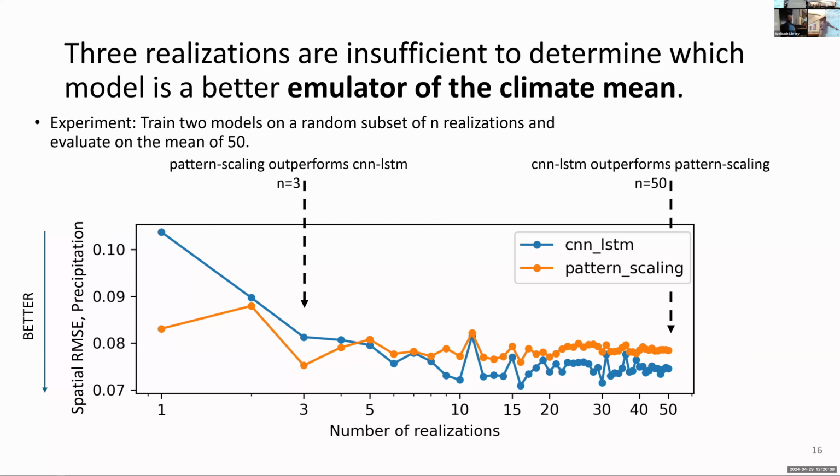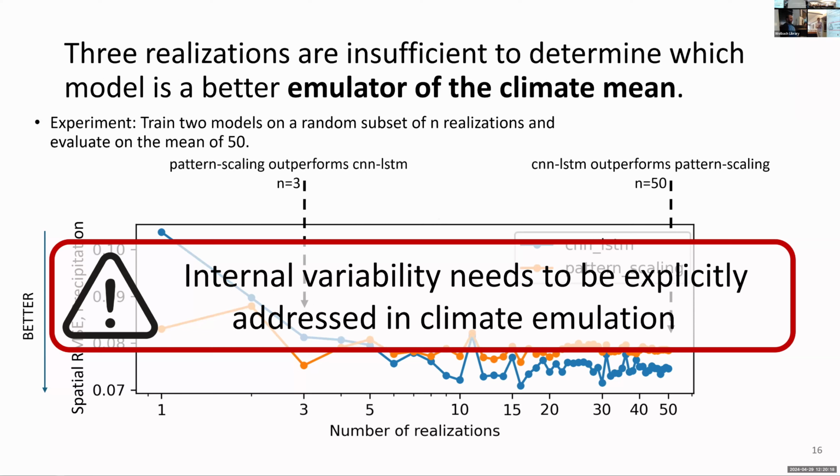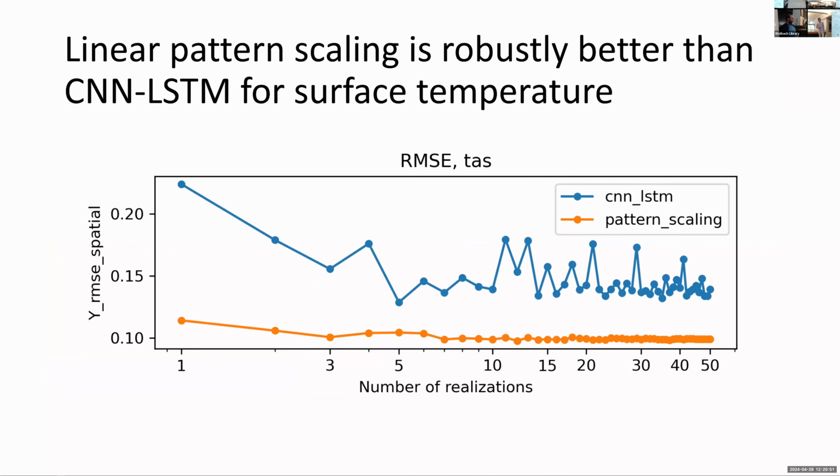So here we had the result for the ClimateBench, sort of, and then on N50, we can see that the signs flip. So we wonder why. Definitely this internal variability needed to be explicitly addressed in climate emulation, because the reason is that the CNN LSTM has so many parameters that it saw these fluctuations in the training set, it would overfit on the fluctuations in the training set, then continue to predict fluctuations in the validation, which were further off than a linear pattern scaling model that was naturally regularized to just fit in between that variability.